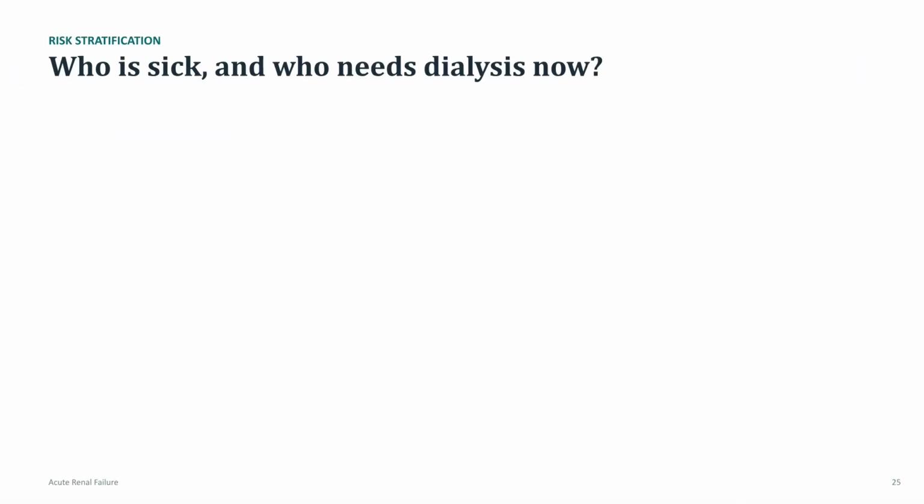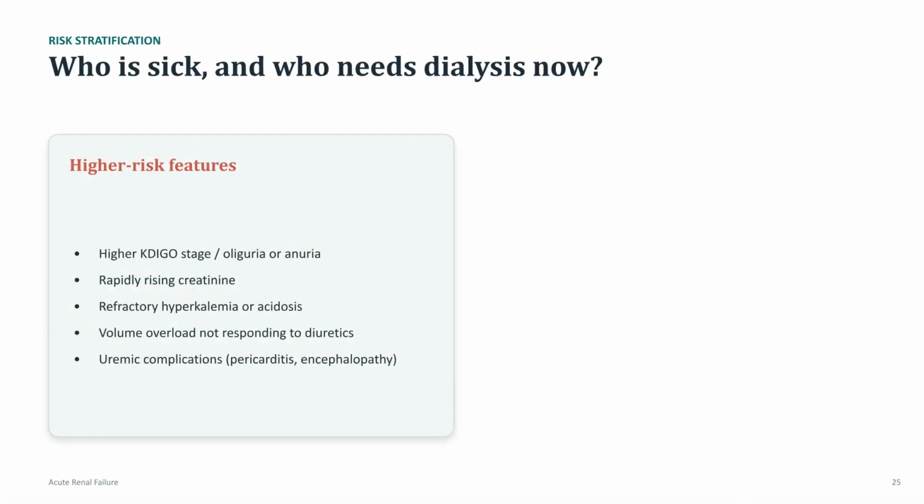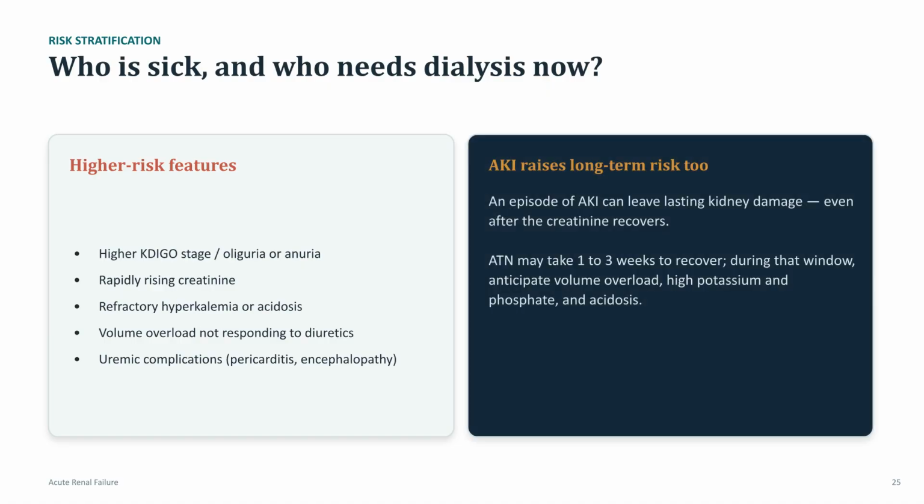Risk stratification involves identifying who is stable and who requires immediate intervention. Beyond the immediate crisis, recognize that an AKI episode may cause lasting kidney damage. Recovery from tubular necrosis can take weeks, during which the patient remains vulnerable to complications like volume overload and electrolyte imbalances.